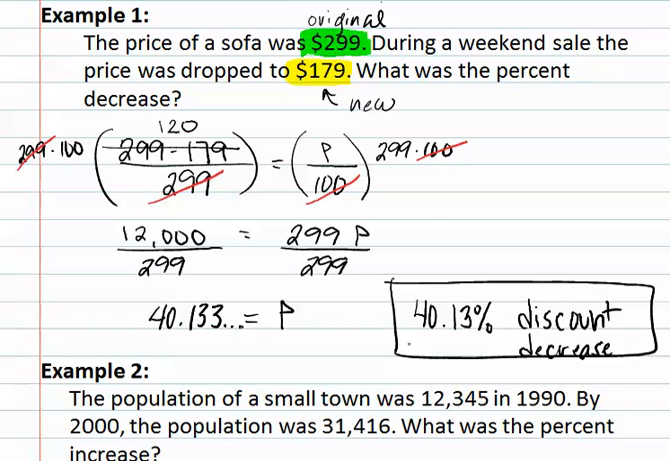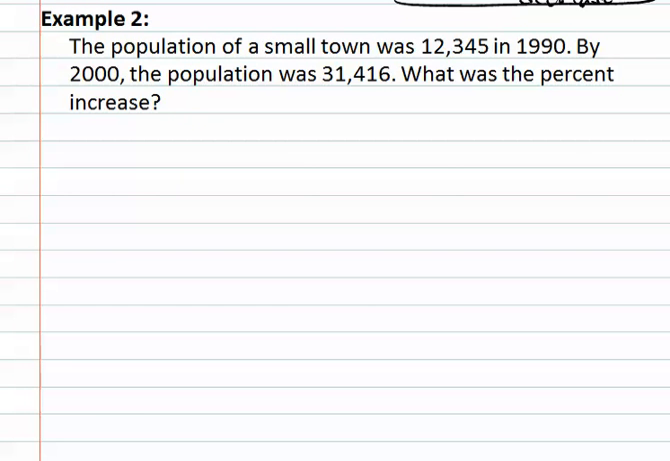Let's look at example 2. Here's example 2. The population of a small town was, so this is our original amount, 12,345 in 1990. By 2000, the population was, this being our new amount, 31,416. What was the percent increase? Remember, we must do the difference between these two numbers, or the change. Remember, you must use the larger number first.